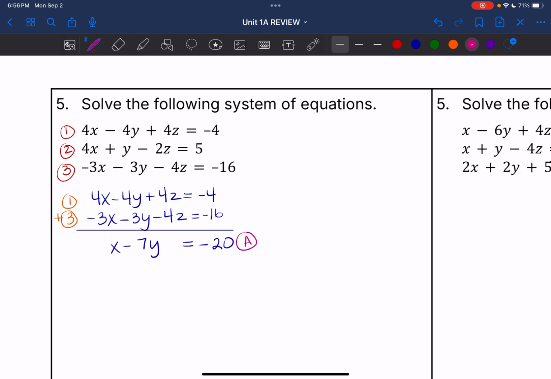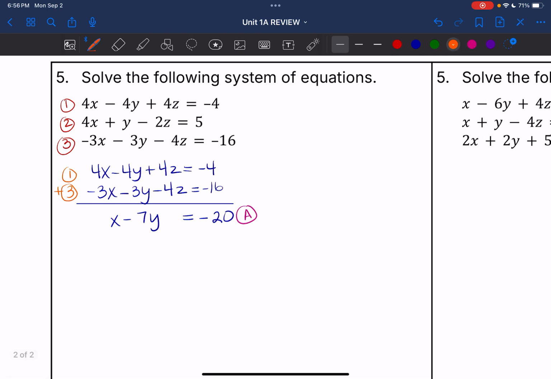Okay, so now I need to take a different combination. So I can't do 1 and 3 anymore. I could do either 1 and 2, or I could do 2 and 3, but I need to eliminate the same variable. So I need to eliminate z again. And I think we should use 1 and 2 because looking at those z's, one is positive and one's negative. But all I'm going to have to do is multiply that second one by 2. So my next step here is I'm going to get equation number 1, and then equation number 2, I'm going to multiply it by 2, and then I'm going to add them together.